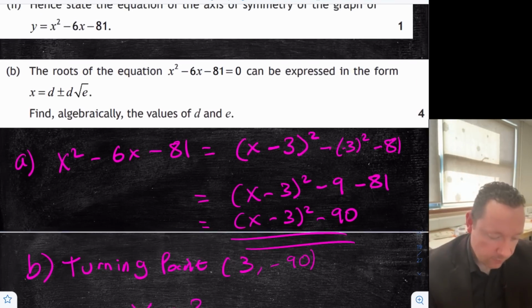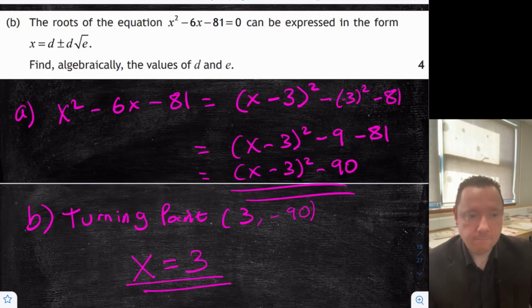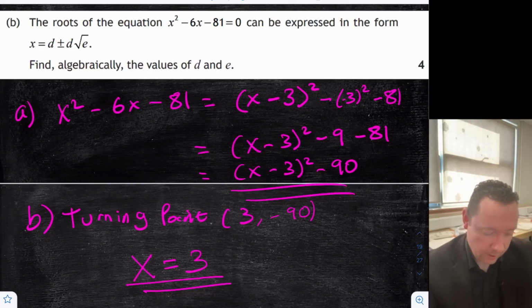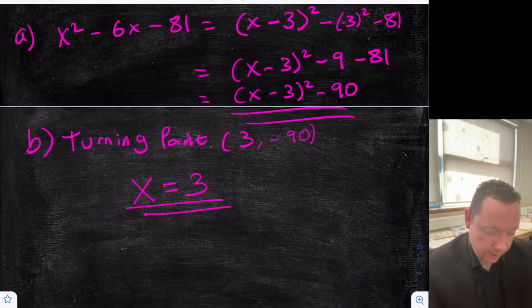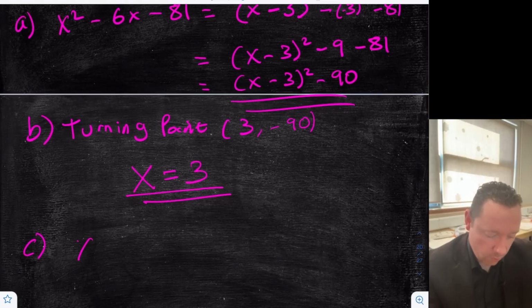Part C says, the roots of the equation x squared minus 6x minus 81 equals 0 can be expressed in the form x equals d plus or minus d root e. Find the values of d and e. There's 2 ways to actually do this. You can start from completed square form, or you can go back and use the quadratic formula. I think most people will use the quadratic formula rather than the completed square form, so I'm going to do it that way. But just be aware you can do it the other way. So let's start off with x squared minus 6x minus 81 equals 0.